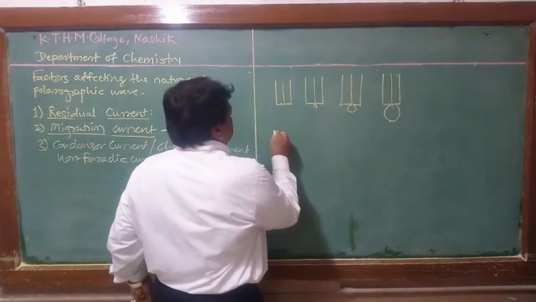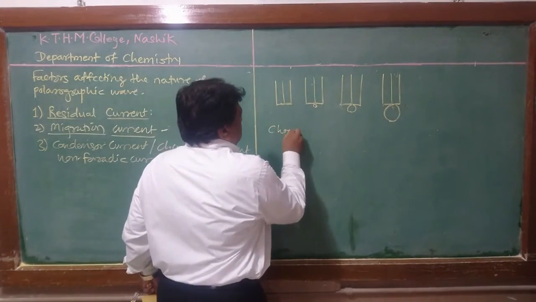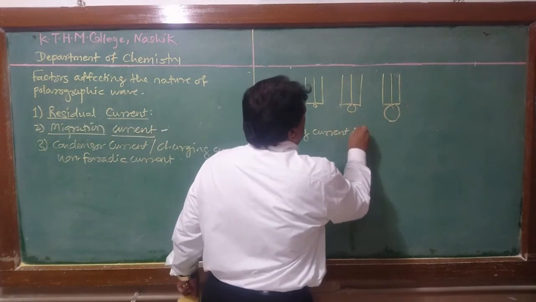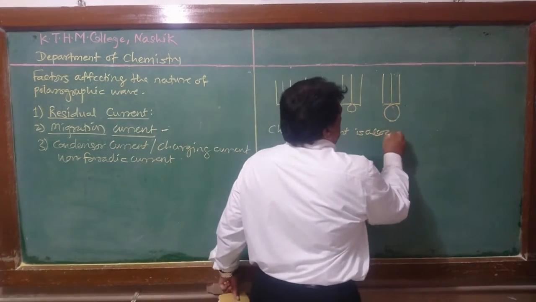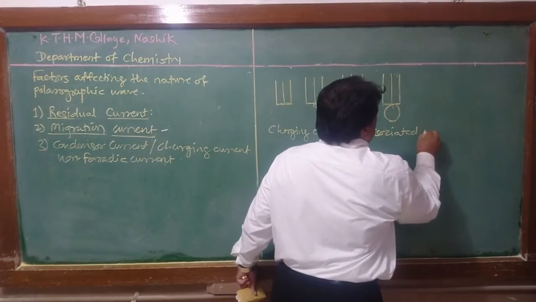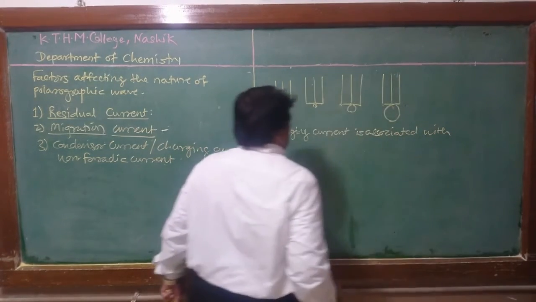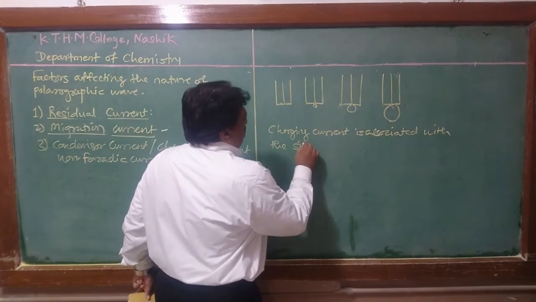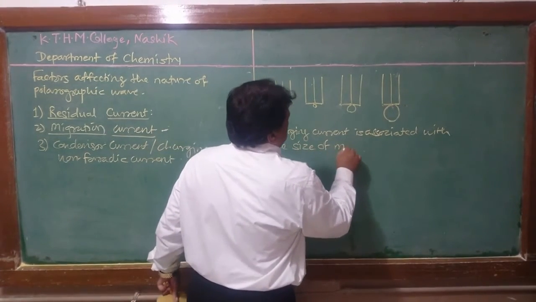Therefore, the charging current is associated with the size of the mercury drop.